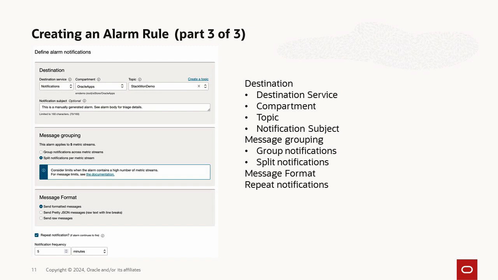We're going to update the message grouping to split notification, which means if you have 2 WebLogic servers with high heap utilization, you'll receive 2 alarm notifications. And finally, we'll select to have the notification repeat every 5 minutes. So, it's fantastic that alarm rule definition allows for so much customization.